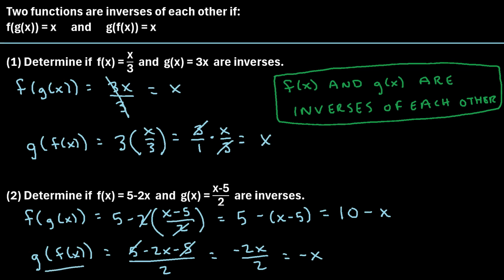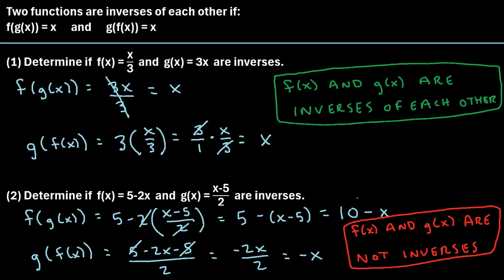So we can see for g of f of x, we also did not get x. So for this one, we would say that f of x and g of x are not inverses of each other. So that is the basic process that you can use to determine if two functions are inverses of each other.